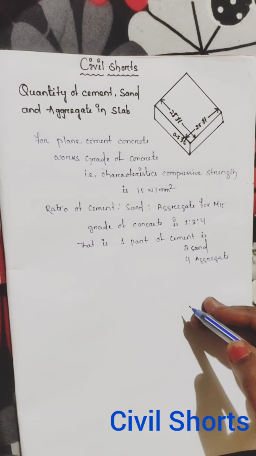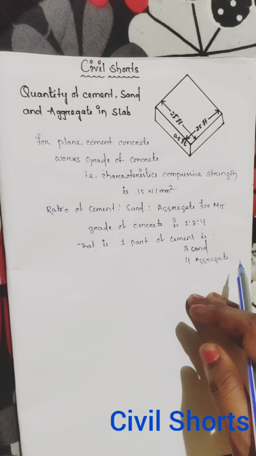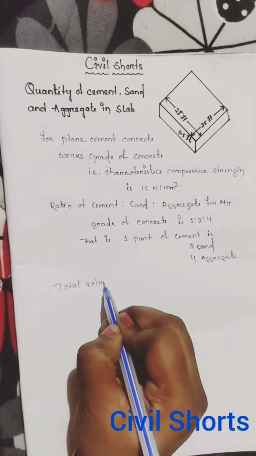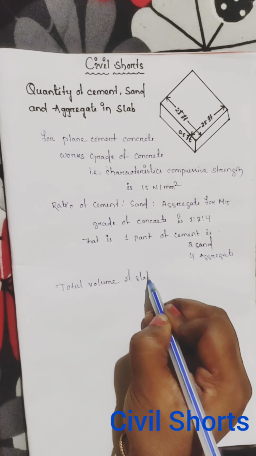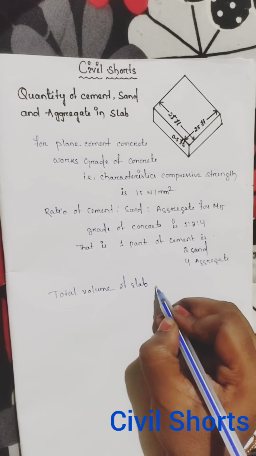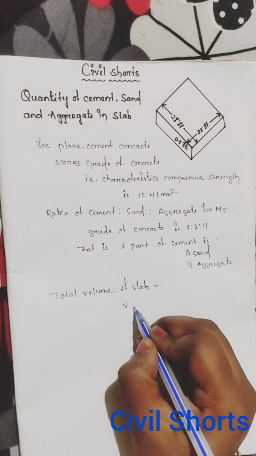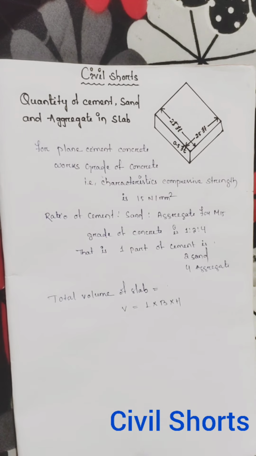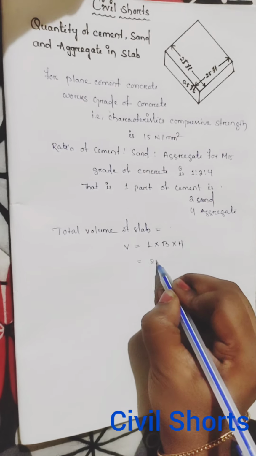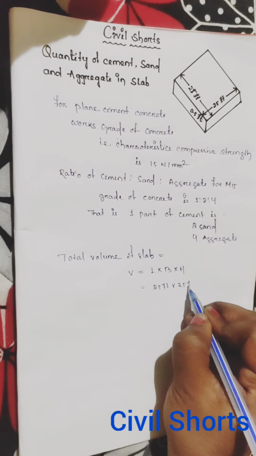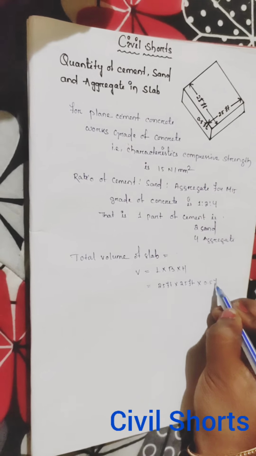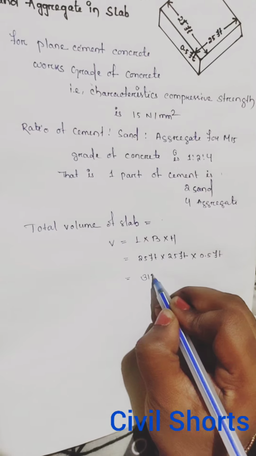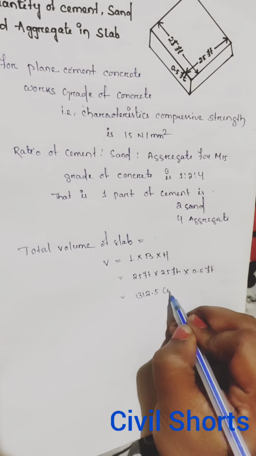In order to calculate the quantity of material used in the slab, we need to first calculate the total volume of slab, which is given by length into breadth into height, that is 25 feet into 25 feet into 0.5 feet, and the result is 312.5 cubic feet.